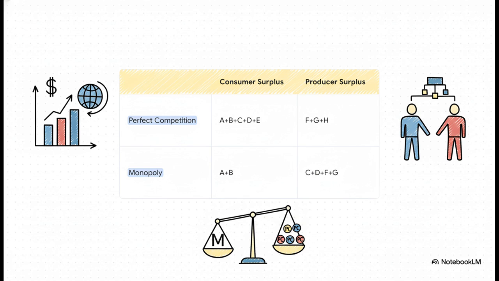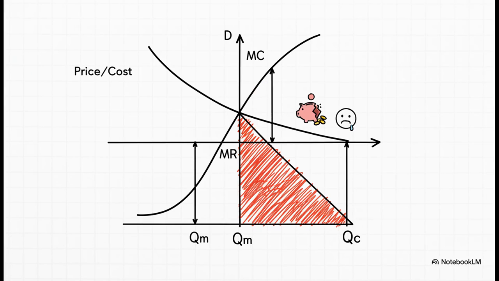But wait a minute, what happened to areas E and H? Poof, they're just gone. Those missing pieces, E and H, are what economists call dead weight loss. And this isn't just money moving from one pocket to another. It's a true net loss for society. It represents all the sales that should have happened, where a buyer was willing to pay more than it cost to produce, but didn't, because the monopoly price was just too high. So here's the bottom line. The harm to consumers is actually greater than the benefit to the monopolist.